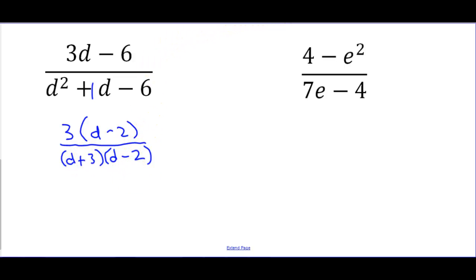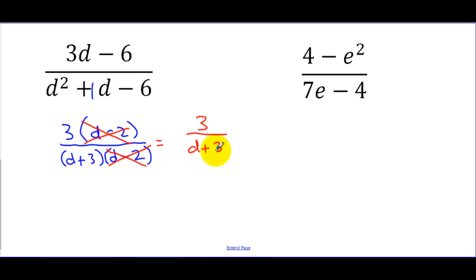Okay? So again, if you take a look, I have an entire factor on top, d minus 2, that cancels out with an entire factor at the bottom, another d minus 2. So that leaves me with 3 on top, and again, d plus 3 on the bottom. And I'm going to keep saying this so that you don't do this when you get to your problems. You cannot put a cancel through a 3 here and a 3 here, because I'm not going to say that this bottom 3 is a factor. It's a sum, and I can only cancel factors.